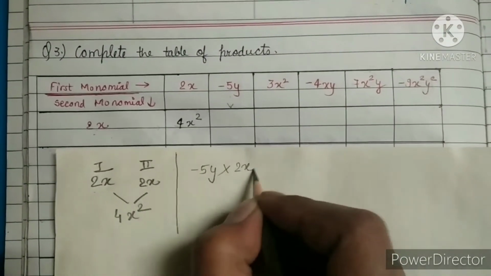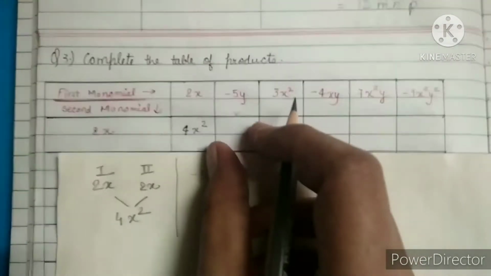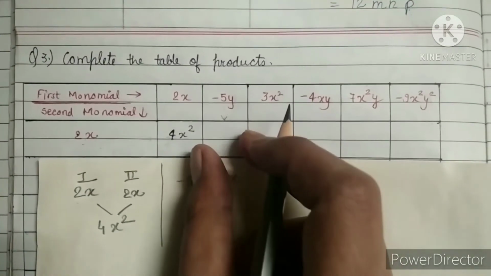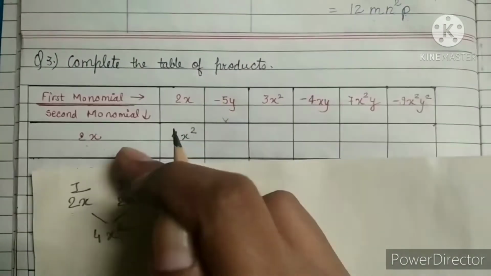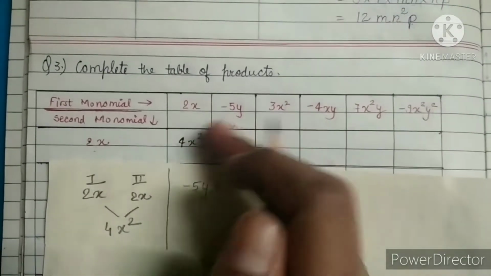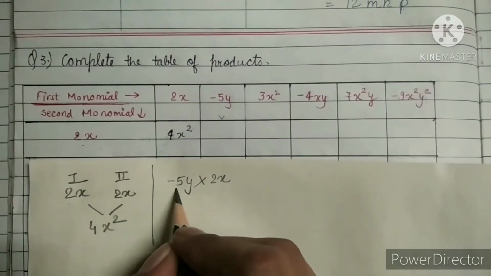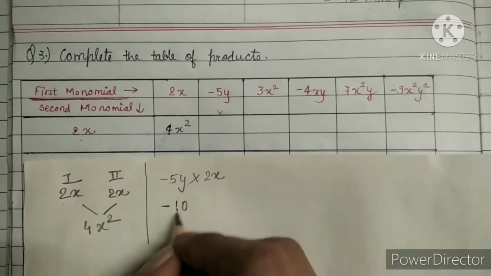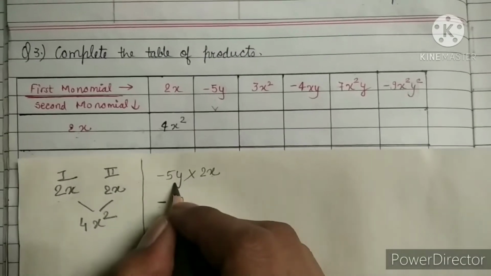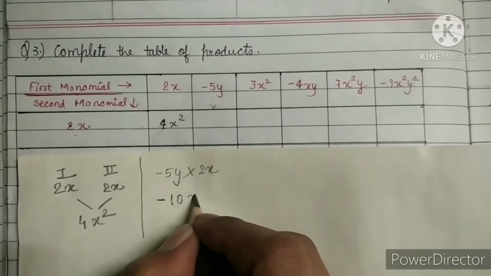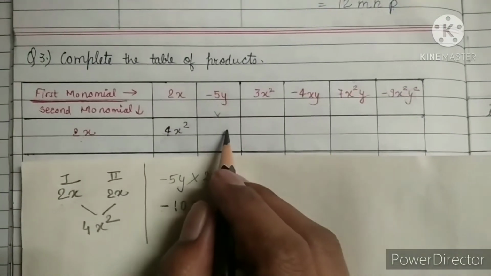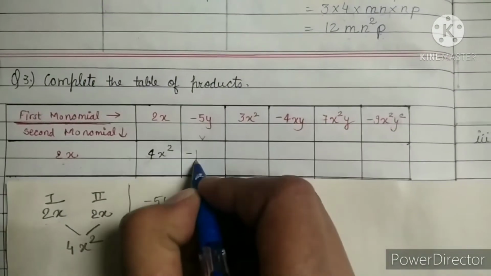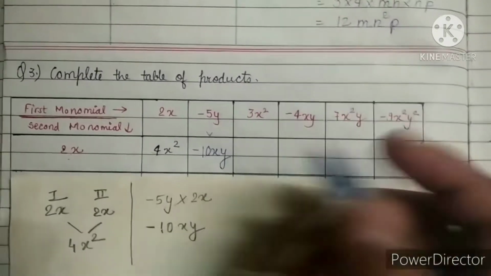Okay. We will see the intersection, how this cell is made. Because this cell is the intersection of minus 5y and 2x. So we will multiply these both monomials. Okay. Minus 5. 5 twos are 10. Minus is there, so in front of 10 minus will come. x and y are totally different from each other, so they will remain the same. So what will be the answer of this cell? This cell's answer is minus 10xy.